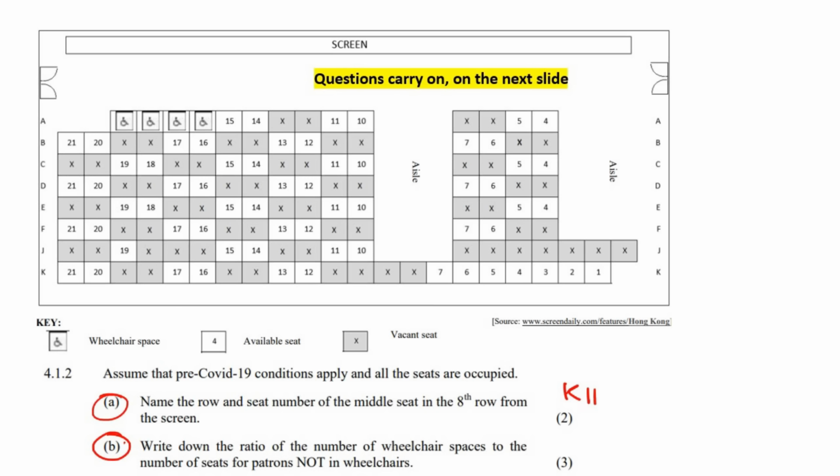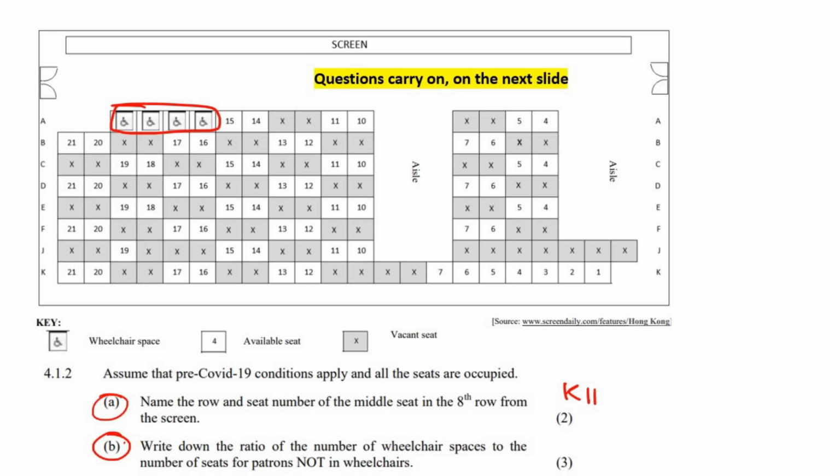This next question says, write down the ratio of the number of wheelchair spaces, so that's there, to the number of seats that are not for wheelchairs. I was a little confused with this one, whether we need to include the parts where there's no seats available. I had to check the memo, and they want us to include everything. That one was a little bit confusing because no one's allowed to sit here, so I don't know why we're counting those as chairs. But anyways, we need to count all of the seats.